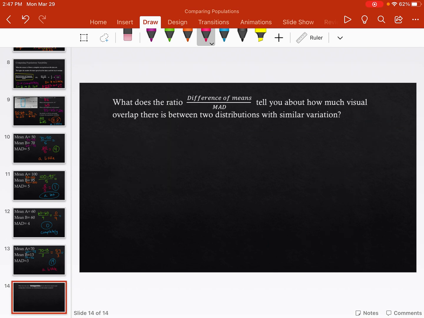All right, finally, so what does this ratio tell you about how much it overlaps between the two distributions? Again, it's just showing you how far apart the data is, how much overlap there is between the two sets of data.